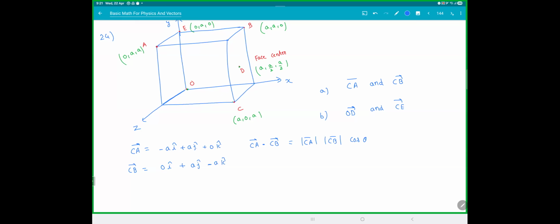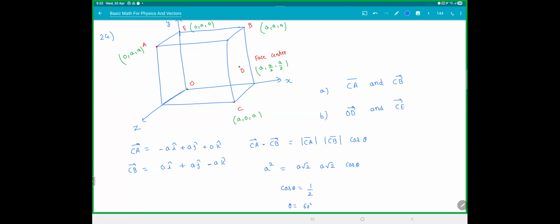So you have to be careful. Don't mix up things. So a into 0, 0, a into a. This will be a squared. Mod CA will be a root 2. Mod CB also will be a root 2. This is cos theta. a will cancel out. So cos theta is equal to half. Theta is 60 degrees. I hope you're getting what I'm asking you to do now.